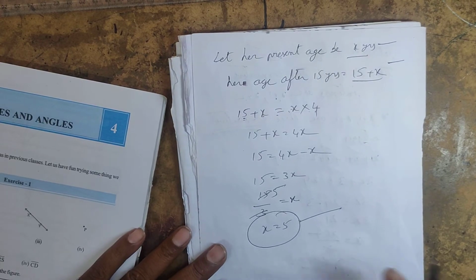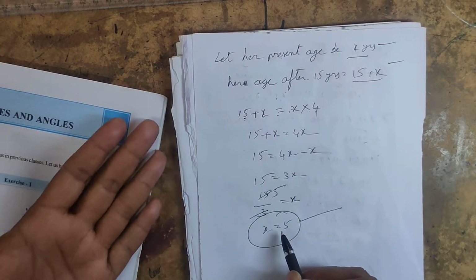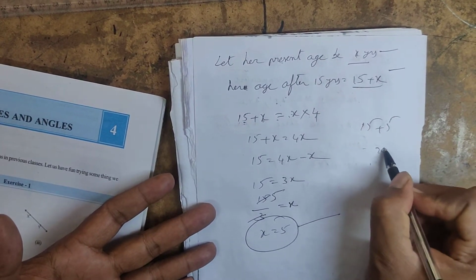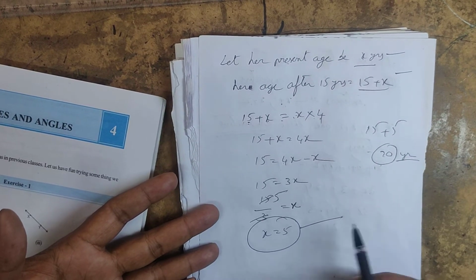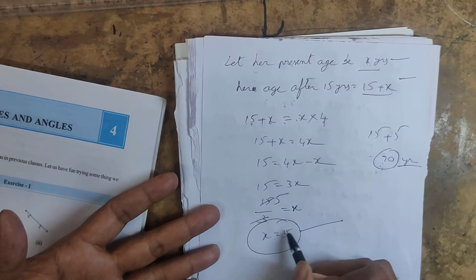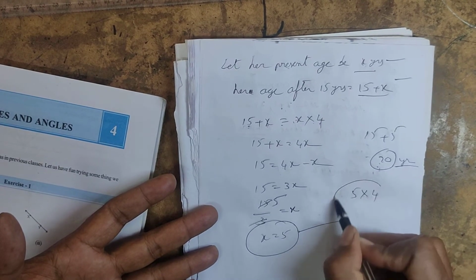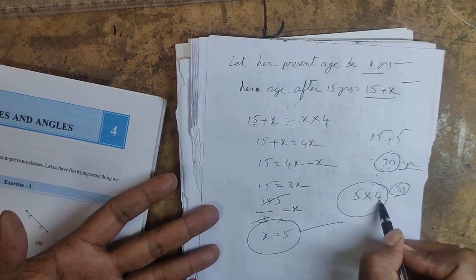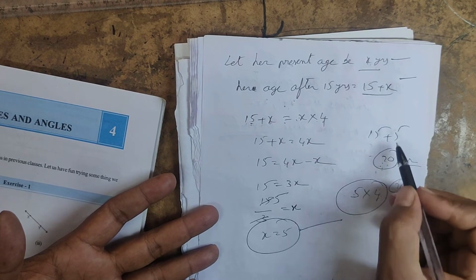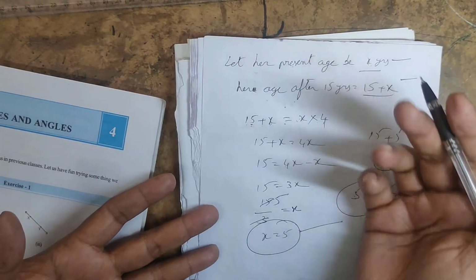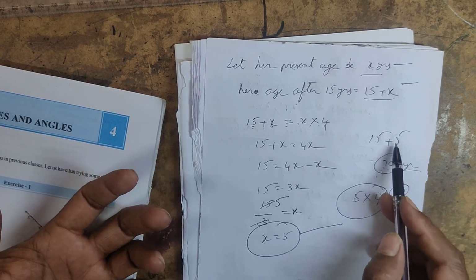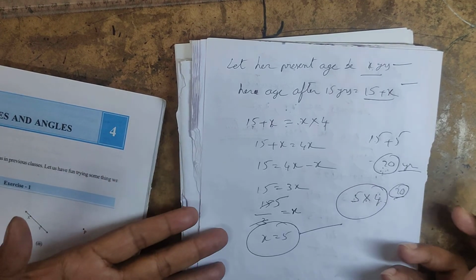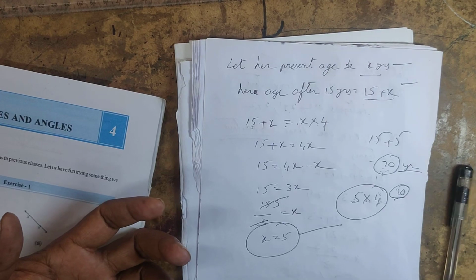Now verification or checking will be there or not. Checking means now present age is 5 years. After 15 years her age becomes what? Means 15 plus 5. How much does it become? 20 years. Now present age if you multiply with 4 also you will get the same age. 4 5s are how much here? 20. Present age 5 means after 15 years her age will be 20. Present age multiplied with 4 also gives 20. So the problem is verified. Okay.